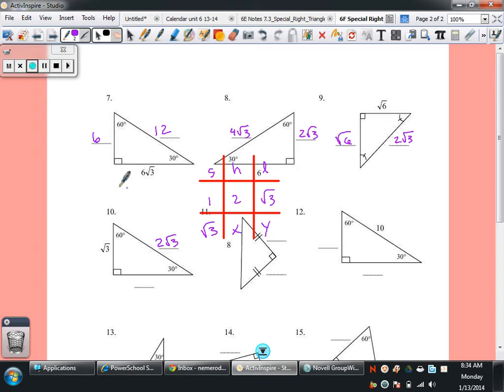And then for the long side, we have 1 over the square root of 3 equals the square root of 3 over y. Square root of 3 times square root of 3 is 3.